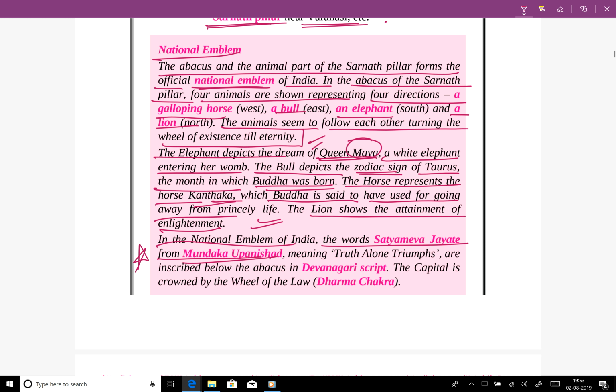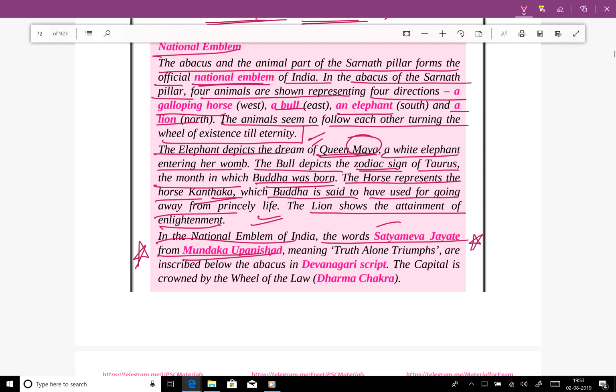This is important. I think it has already been asked: the words Satyameva Jayate have been derived from which Upanishad? It's the Mundaka Upanishad. Meaning truth alone triumphs, they are inscribed below the abacus in Devanagari script.